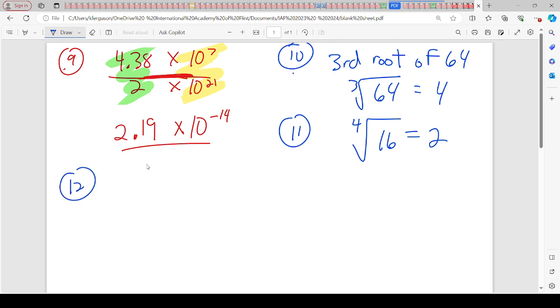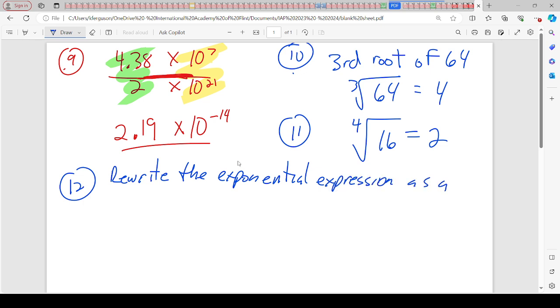Okay. Rewrite the exponential expression as a radical expression.